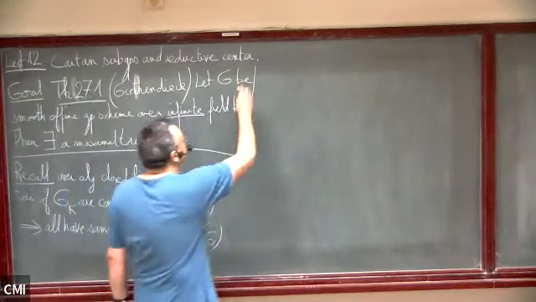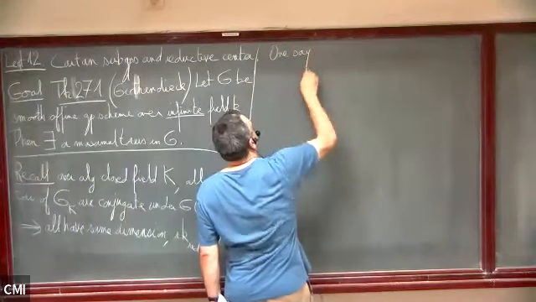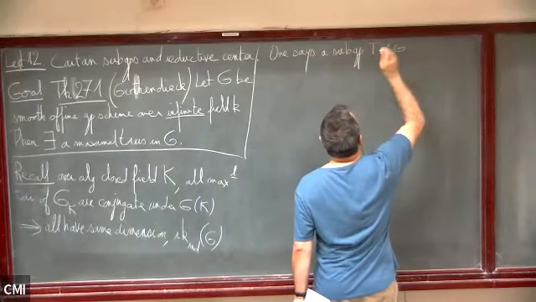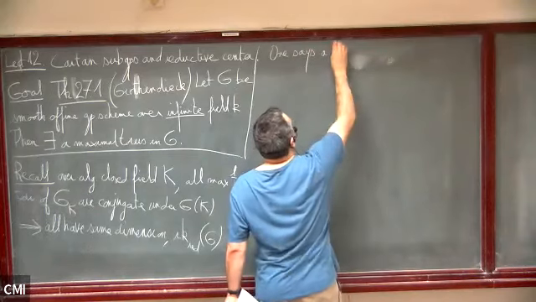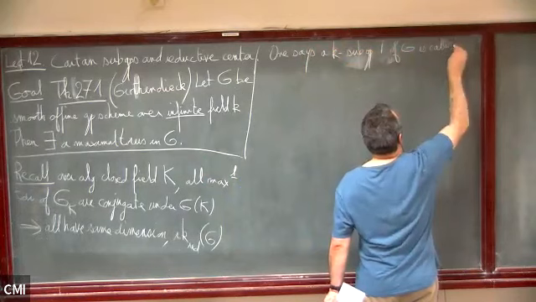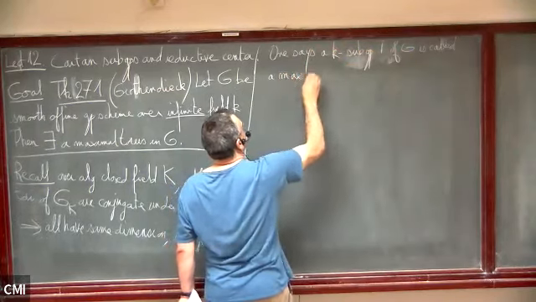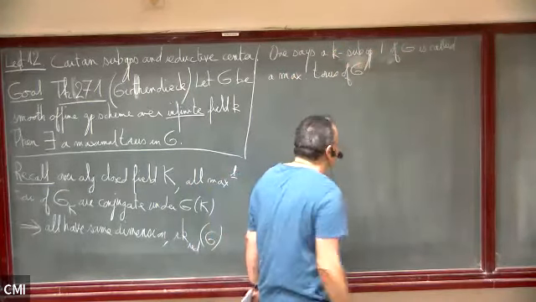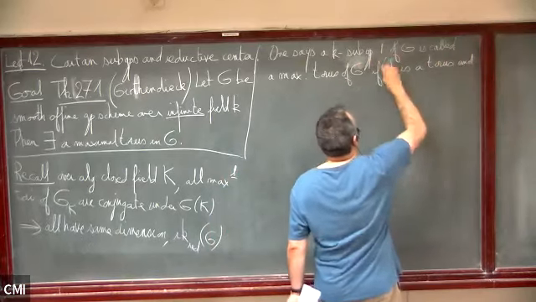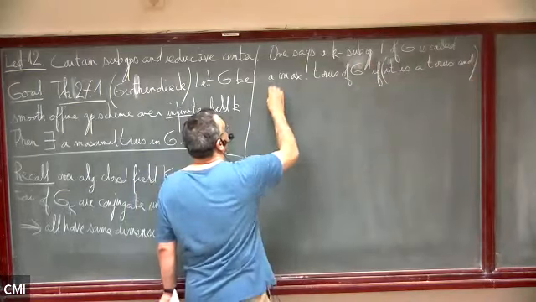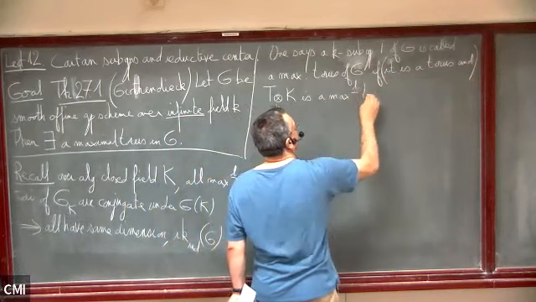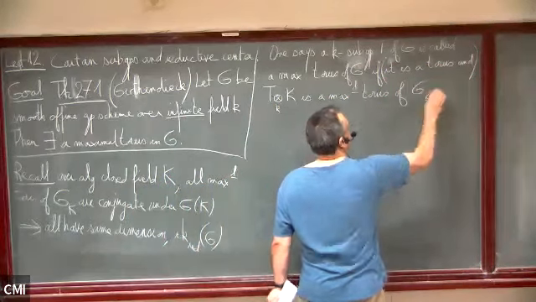And one says a subgroup T of G, so now we are back to a K-subgroup T of G, is called a maximal torus of G if it is a torus, and if it becomes a maximal torus over the algebraic closure.